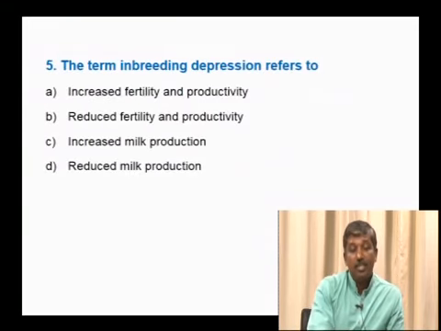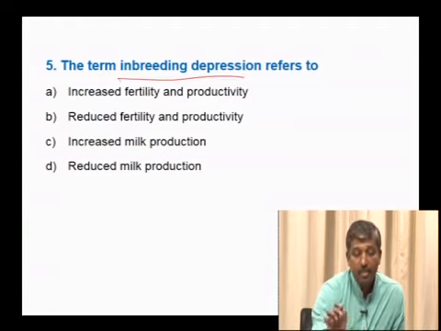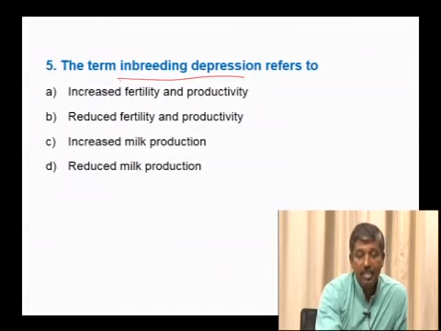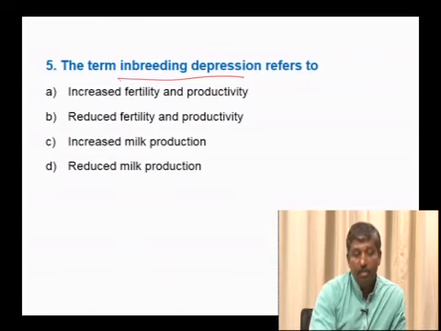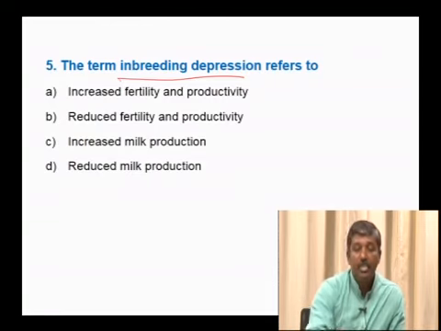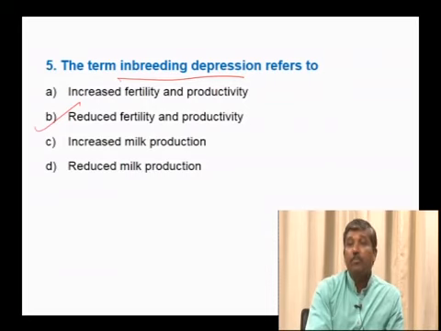So, next question is the term inbreeding depression refers to. Inbreeding depression is one of the demerits of inbreeding. So we look into the options: increased fertility and productivity. Since it is a demerit, inbreeding depression cannot increase fertility and productivity. So reduced fertility and productivity: in inbreeding depression, fertility and productivity are reduced due to continuous inbreeding. So hence the correct option is reduced fertility and productivity.